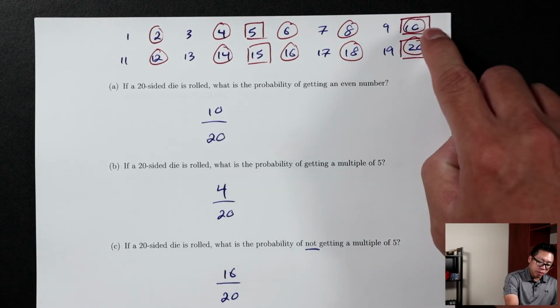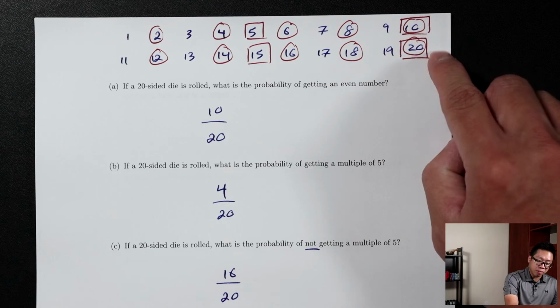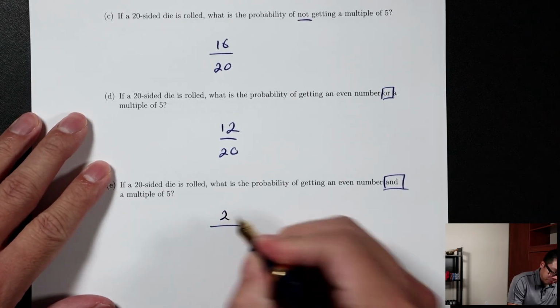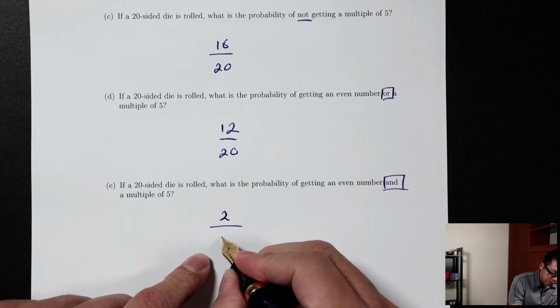That will be the 10 and the 20. So these numbers have both a circle and a box on them. And there are only 2 of them. Bottom is still 20.